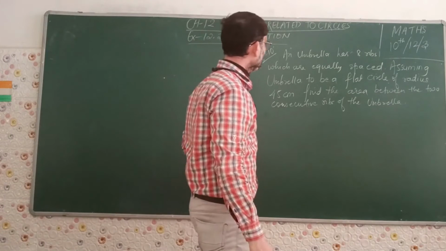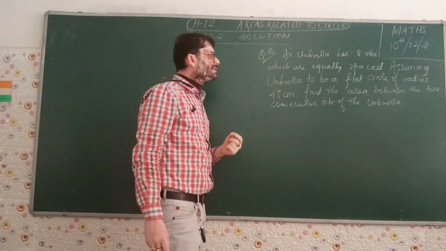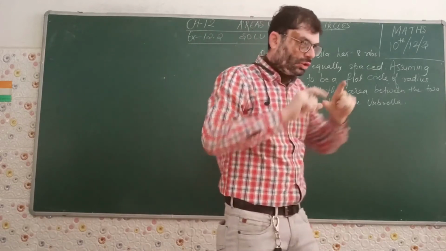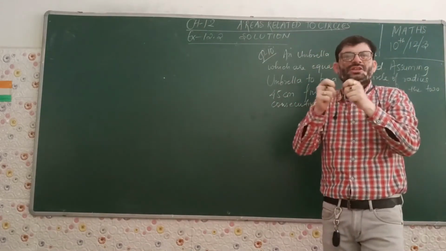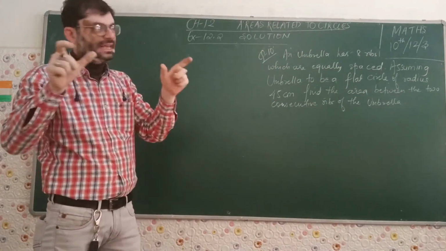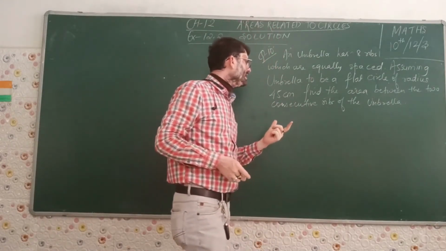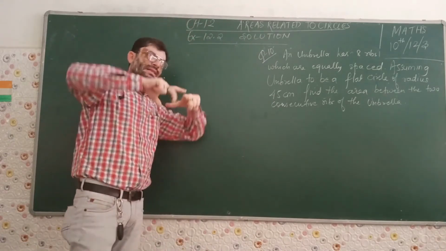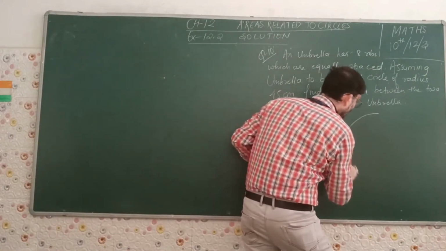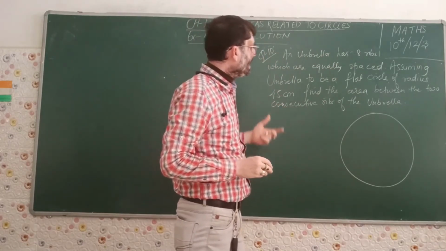Question number 10. An umbrella has 8 ribs which are equally spaced. If you observe an umbrella, the cloth part is made by stitching different pieces. That stitching part is 8 in number. There are 8 ribs which are equally spaced. Assume an umbrella to be a flat circle of radius 45 centimeters. We are asked to assume that the shape of the umbrella is a flat circle. So this is my shape of the umbrella that we are asked to take, and there are 8 ribs.